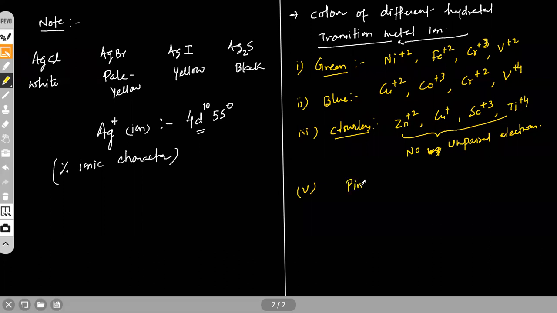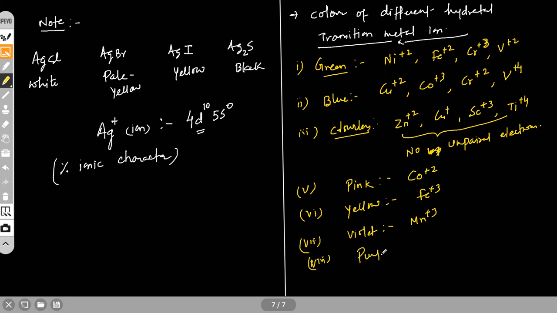Pink is cobalt plus 2. Yellow is Fe plus 3. Violet is Mn plus 3. And the last one, purple, is titanium plus 3.